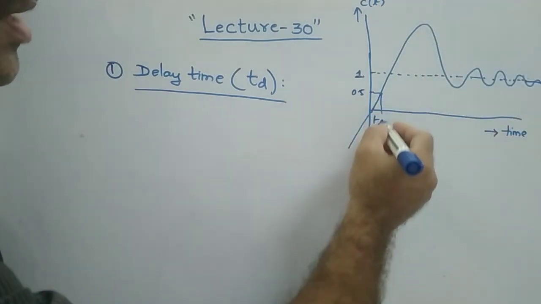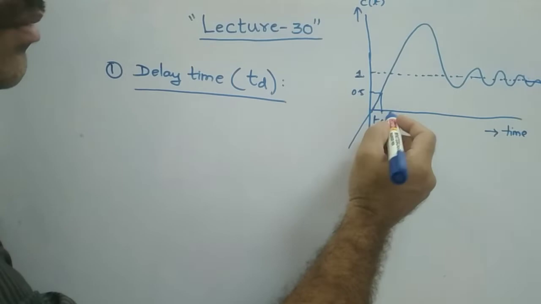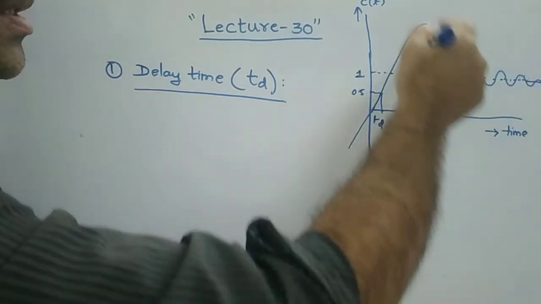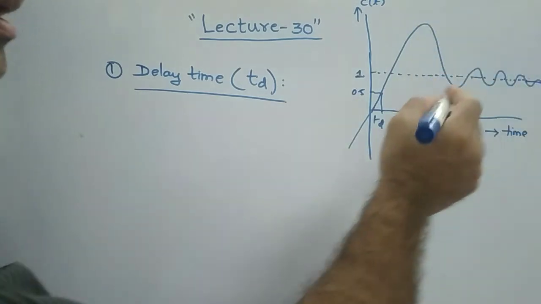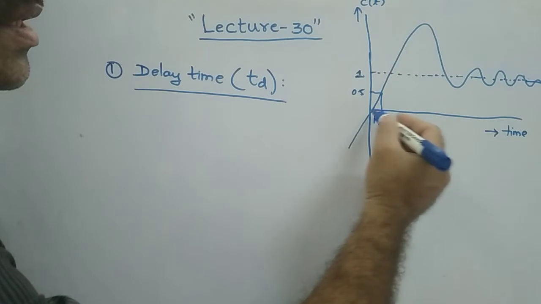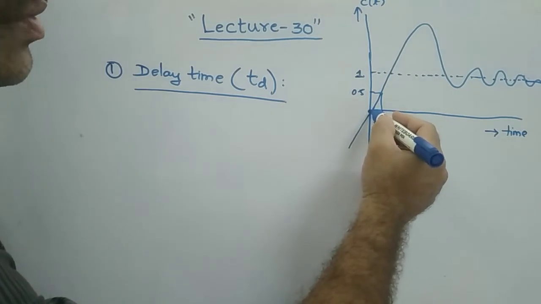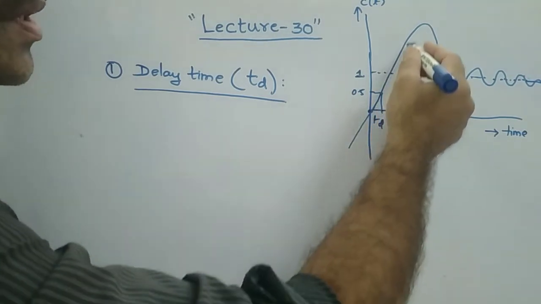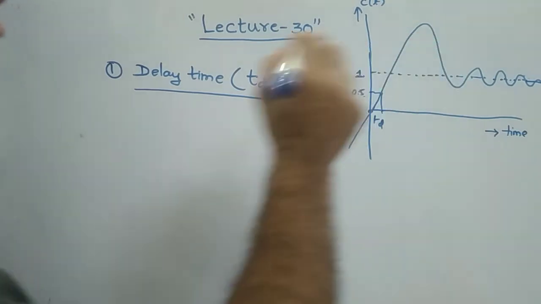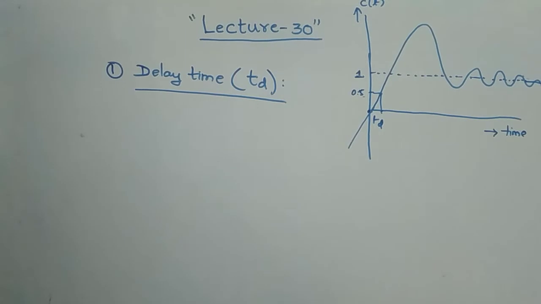That is why the first parameter is td, the delay time. Delay time is nothing but the time required for this response. This is your output, the response basically. Now, this is the time. Initially it is 0, and the time required for this response to reach 50%, that is 0.5, of its final value. That is the meaning of it.